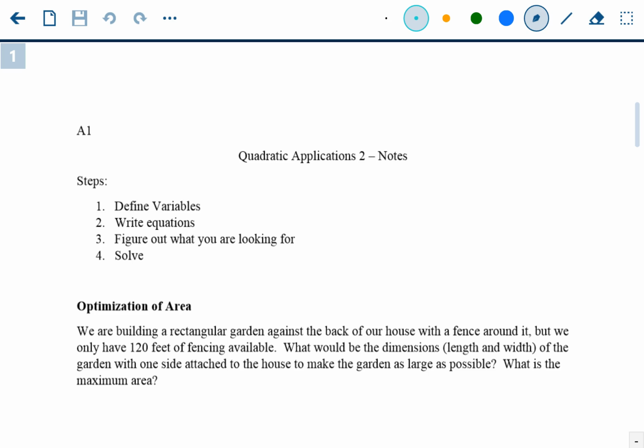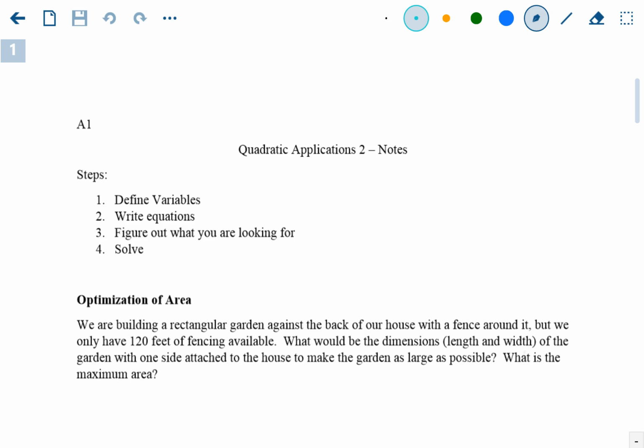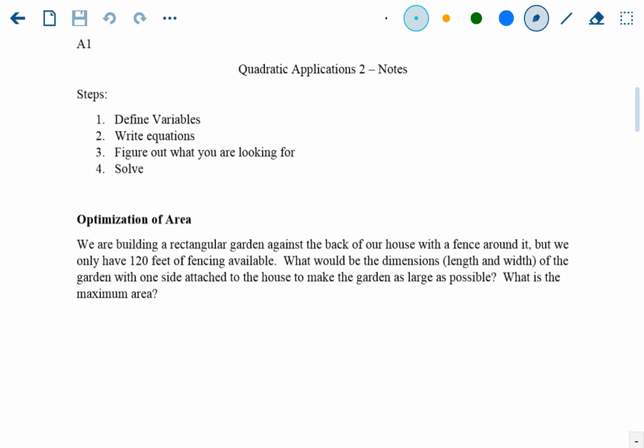The first one is optimization of area. Okay, so we'll read this problem. We are building a rectangular garden against the back of our house with a fence around it, but we only have 120 feet of fencing available. Okay, so that's probably important. What would the dimensions be, the length and the width, of the garden with one side attached to the house to make a garden as large as possible, and what is that maximum area?